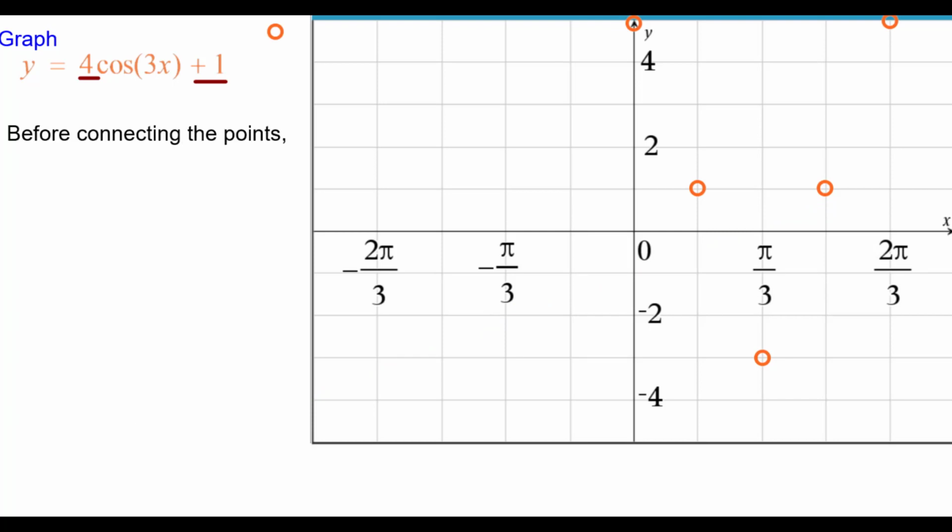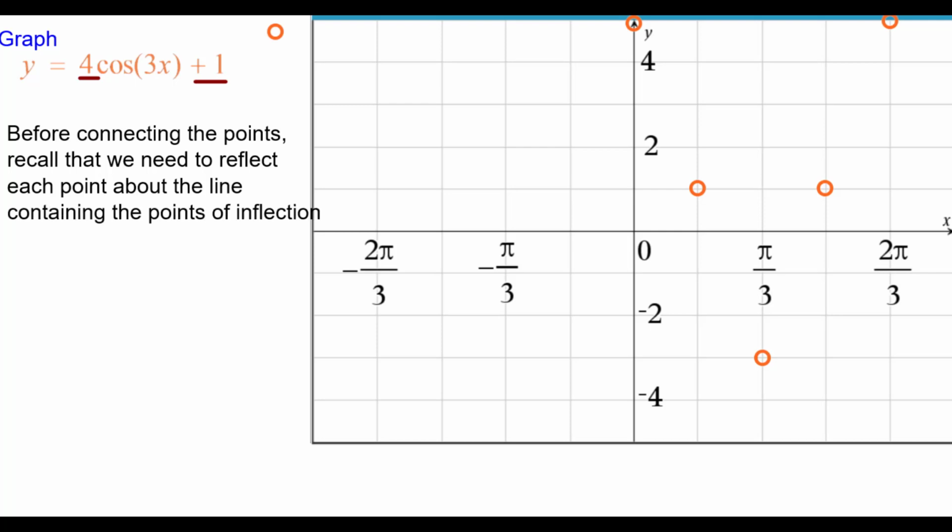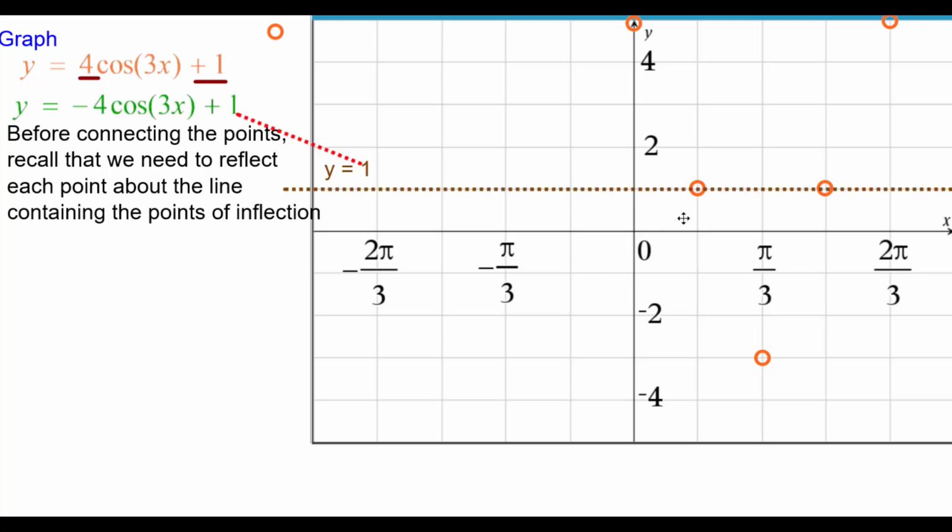Before connecting the points, recall that we need to reflect each point about the line containing the points of inflection, which is the line y equals 1. So we need to reflect each point, each orange point, about that line.